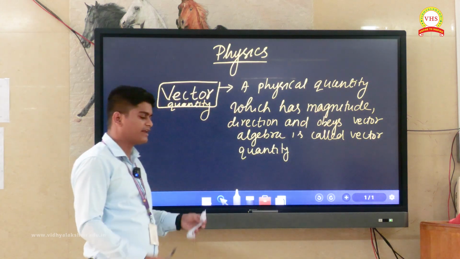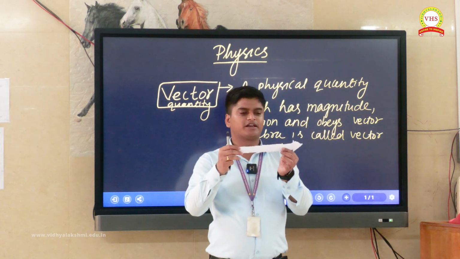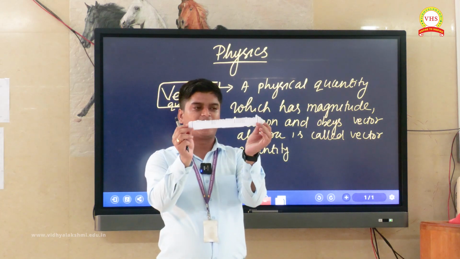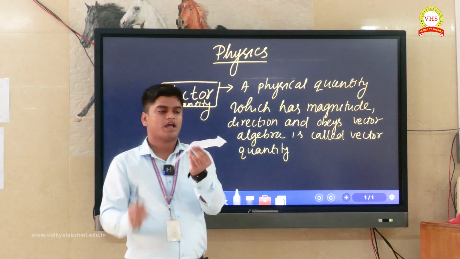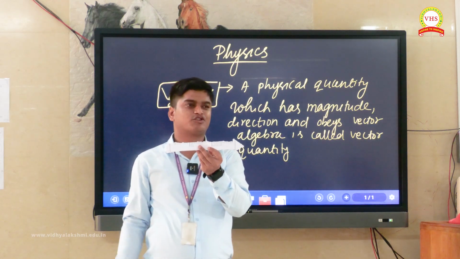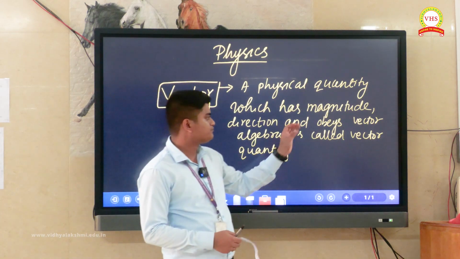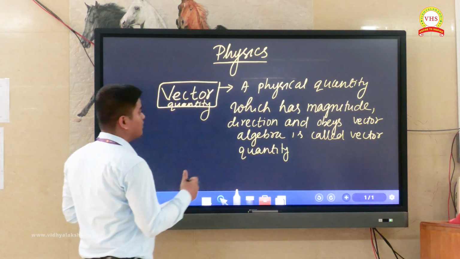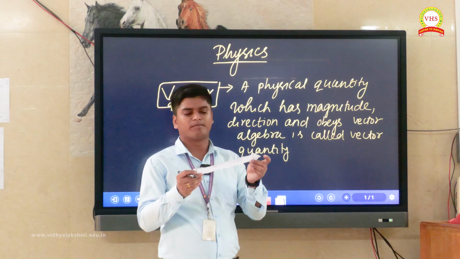Now next, magnitude. Magnitude means basically, suppose I have here one vector. In this vector, there is one head and one tail, and the length of this vector basically represents the magnitude. And what will be the direction? Direction will be from tail to head. So here this is the direction of the vector. And next, I told you whatever the vector algebra, it will depend on the angle. Vector addition will depend on the angle. Normal addition it will not follow.